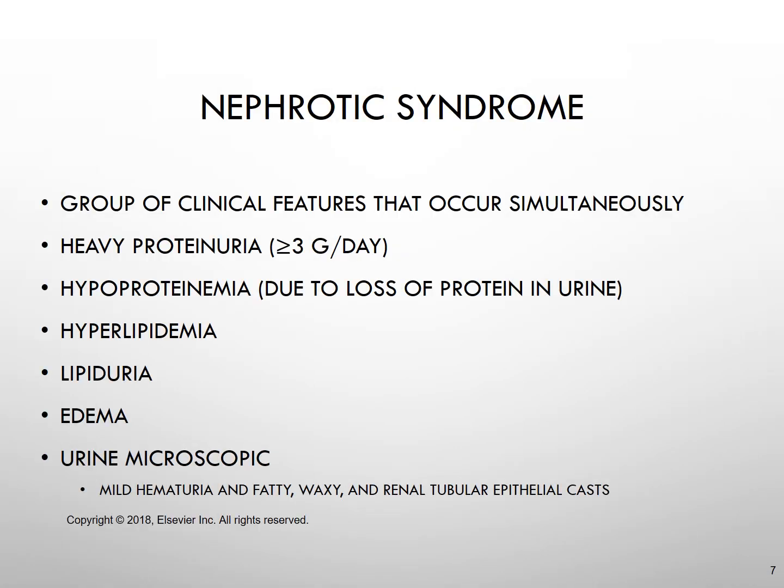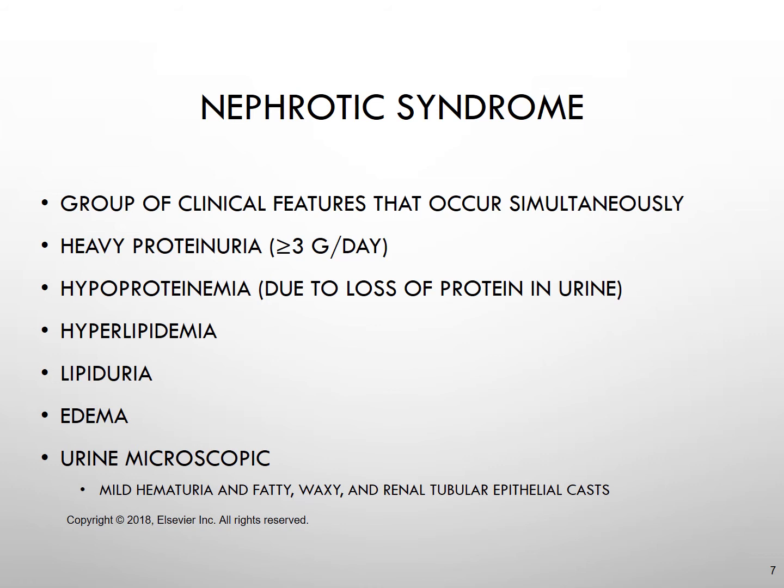So as a review, the nephrotic types of syndromes are a group of clinical features that occur together that lead to heavy proteinuria. So that's going to come up on your dipstick as heavy or 3+. Hypoproteinemia, because all the protein is leaking out into the urine, there's not a lot in the plasma or serum. You're going to have hyperlipidemia, meaning an increased amount of lipids in your blood that also lead to a lipiduria, meaning lipids coming out into the urine sample.